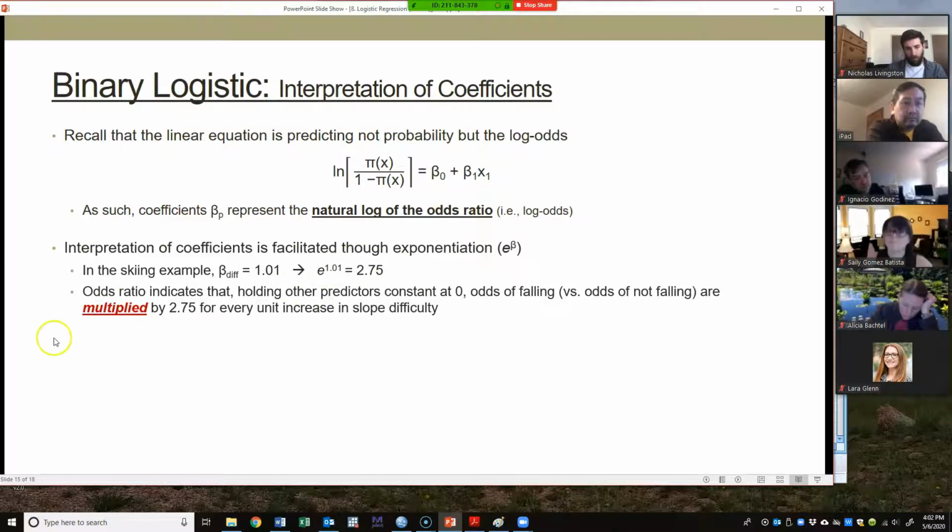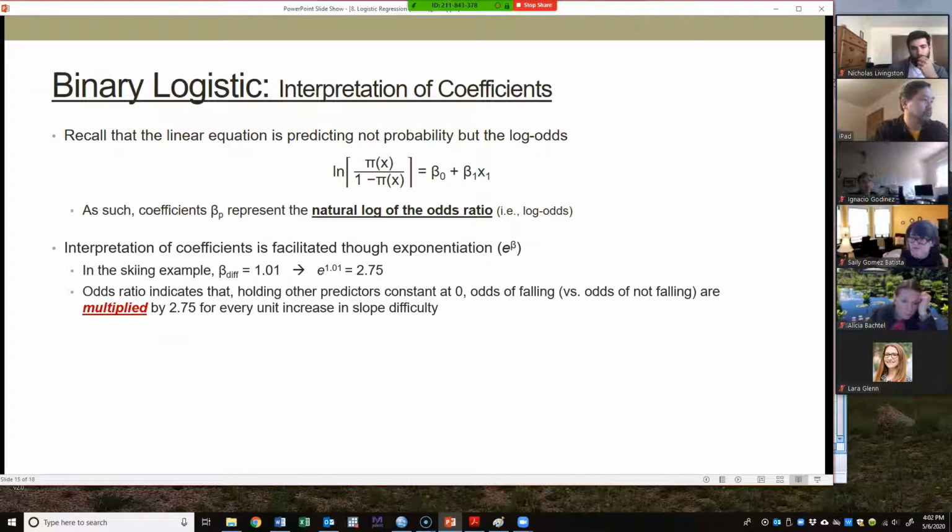So if I was looking at this coefficient, when I exponentiate it, I would say the odds of falling are 2.75 times that of not falling, are increased by 2.75 per unit increase in difficulty here, right? Or I could say a 1 unit increase in trail difficulty is associated with a 175% increase in the odds of falling versus not falling.